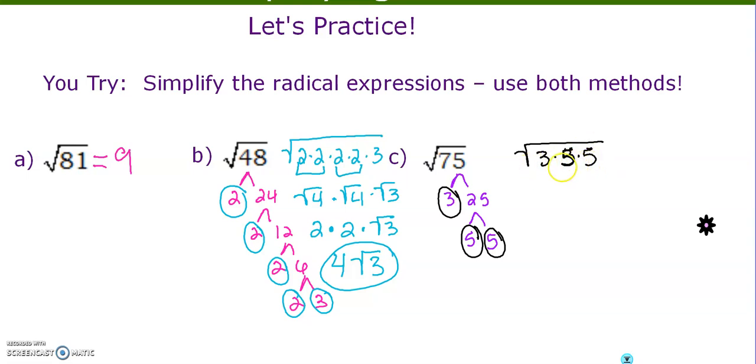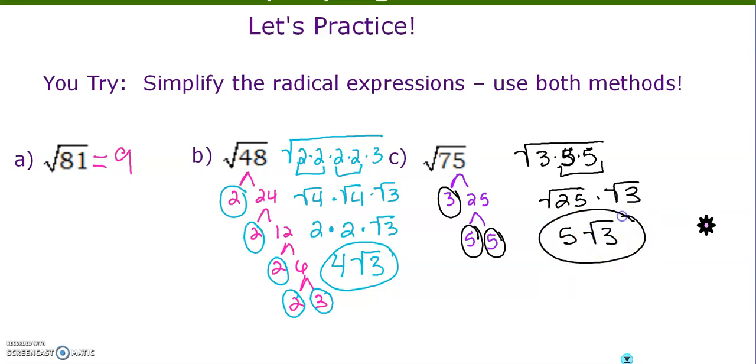I look for doubles. Here they are, or 2 of a kind, and sometimes they may not be written next to each other. That's okay, you're just looking for 2 of a kind. So I have 2 5s, and I know these 2 5s multiplied is 25 times the square root of 3. I always put my perfect squares out in front because when I take the square root, that whole number should be out in front of anything left under the radical. And that's simplifying radicals.